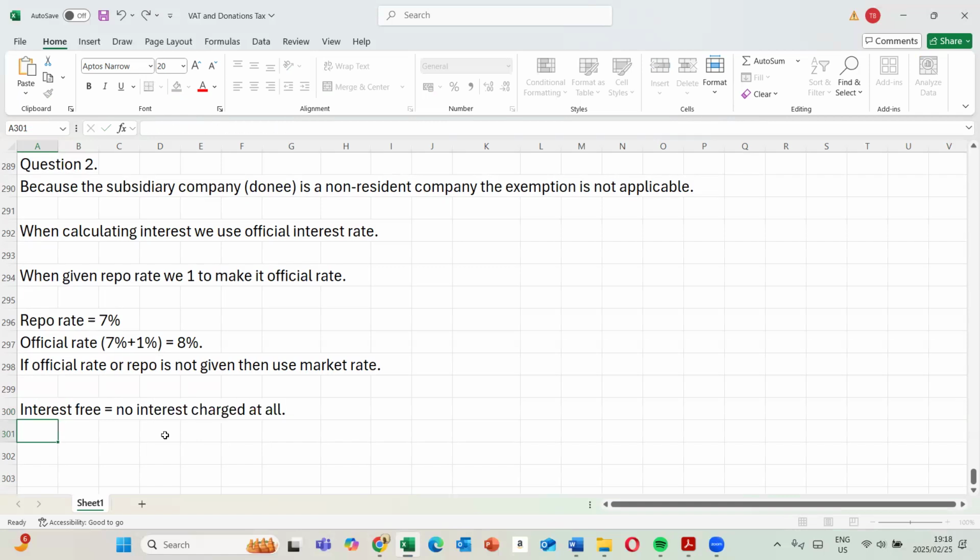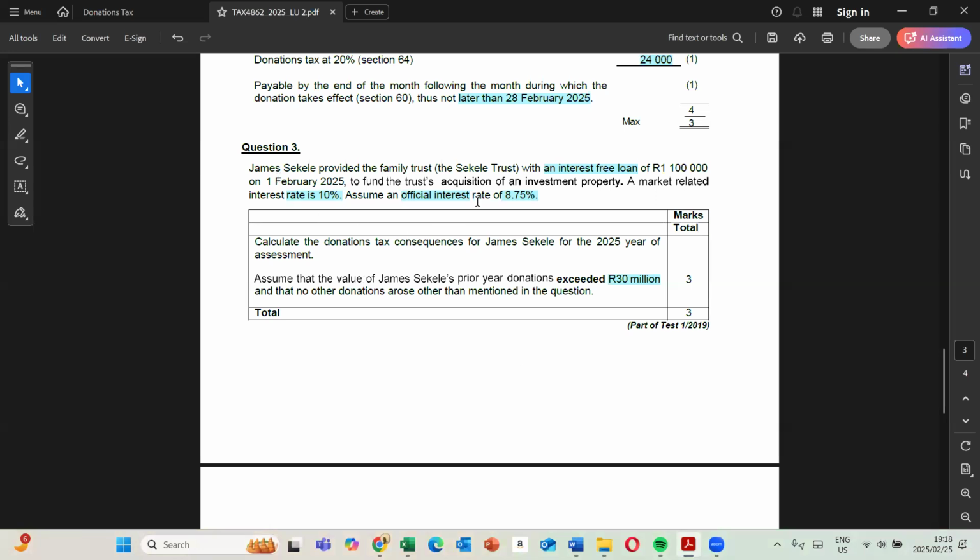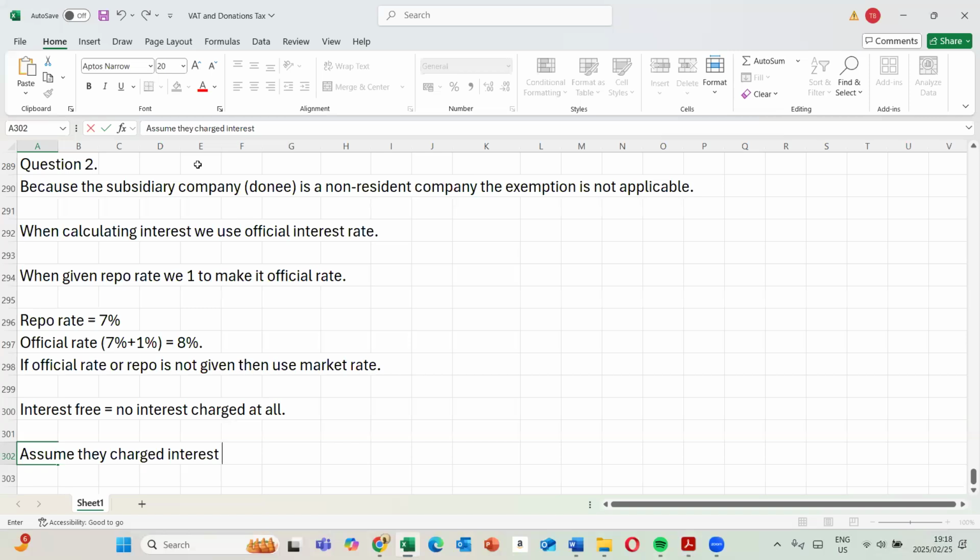Now we said, assume they charged some form of interest. So in this regard, assume that our taxpayer, James, charged maybe 5% interest to the trust. It's a low interest loan. Assume James charged a low interest.